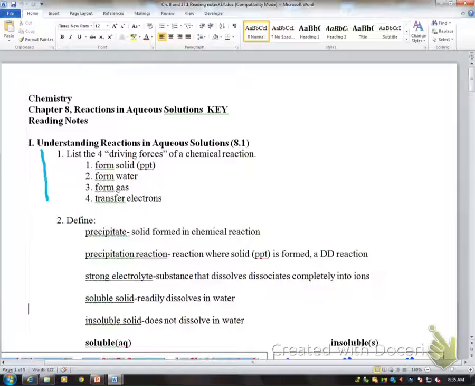Vocabulary: precipitate is a word that we've already had. A precipitate reaction is one where precipitate is formed. The DD stands for double displacement reaction. The term electrolyte is new, and we'll be doing a demonstration in class with that. We have talked about the terms soluble and insoluble, and soluble is something, as you can see, that dissolves in water. You will have to determine eventually whether something is soluble or insoluble, and you will do this by looking at a chart and a table that I give you in class.